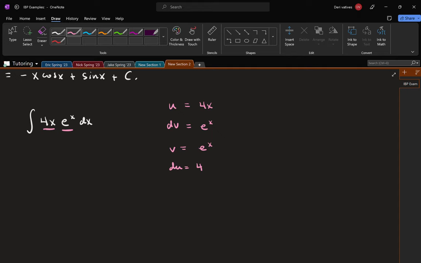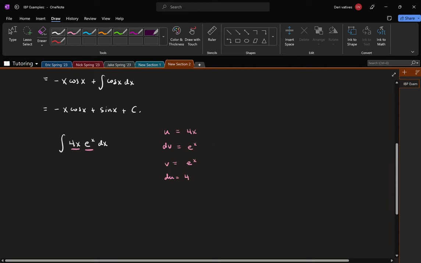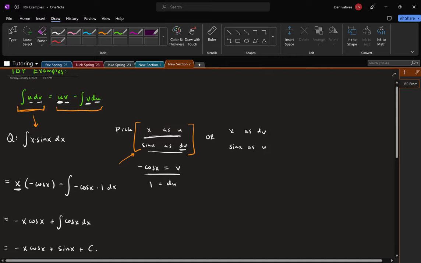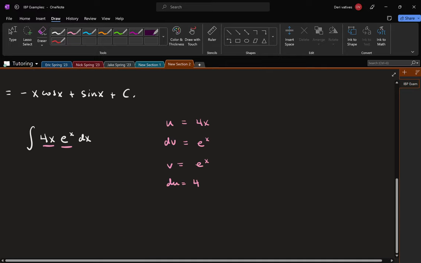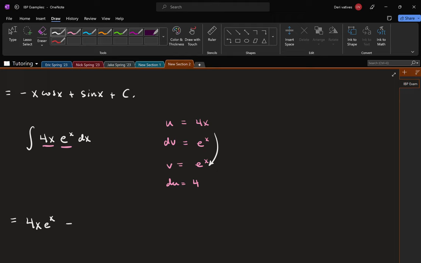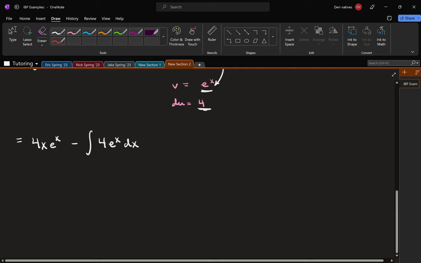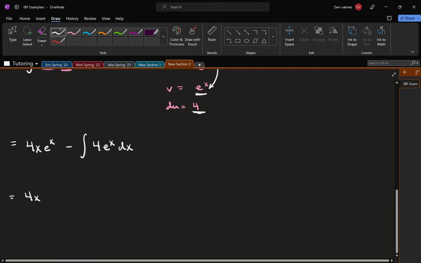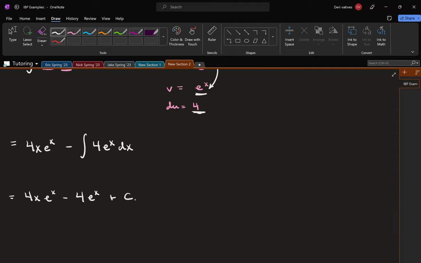Derivative of 4x is 4. Now I can just plug it into the formula. Remember the formula. This integral is uv, 4x e to the x, minus the integral of v du, 4 e to the x. Now the one on the right hand side is just a table integral. That's 4x e to the x minus 4 e to the x plus c.